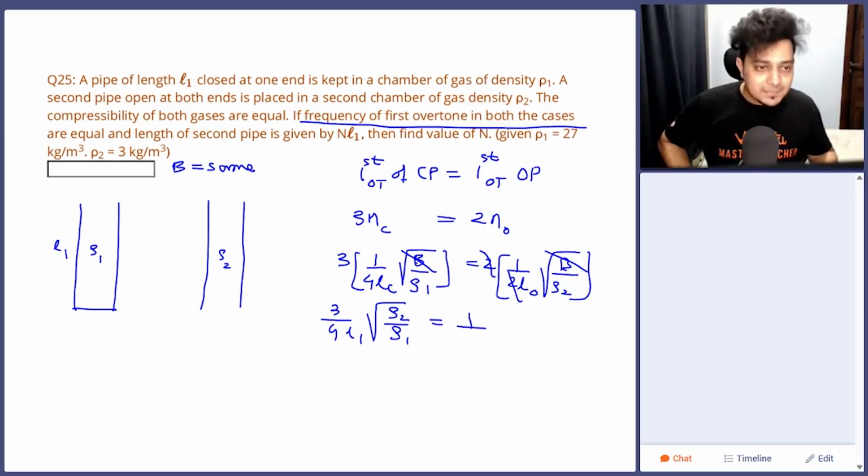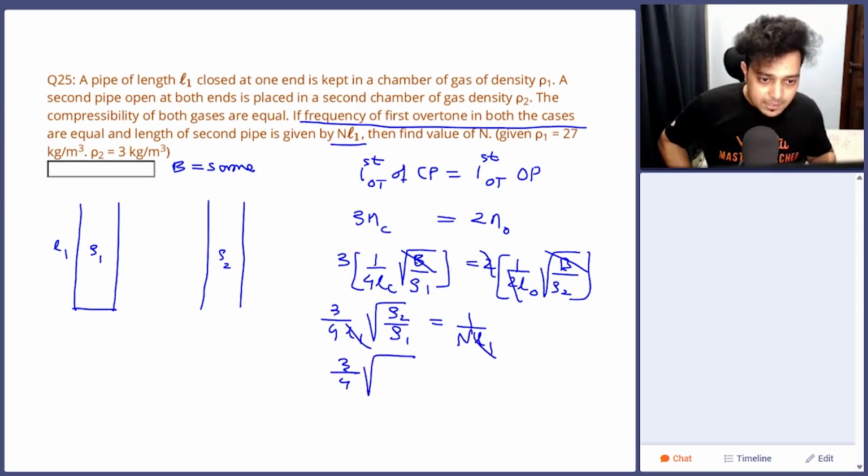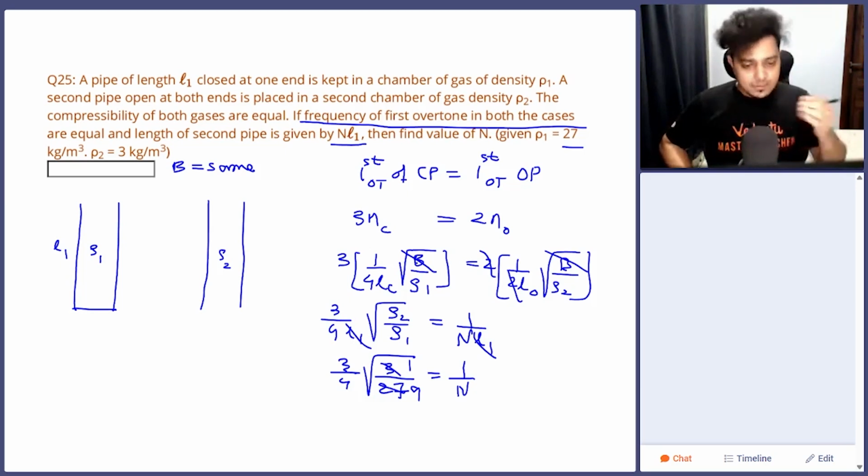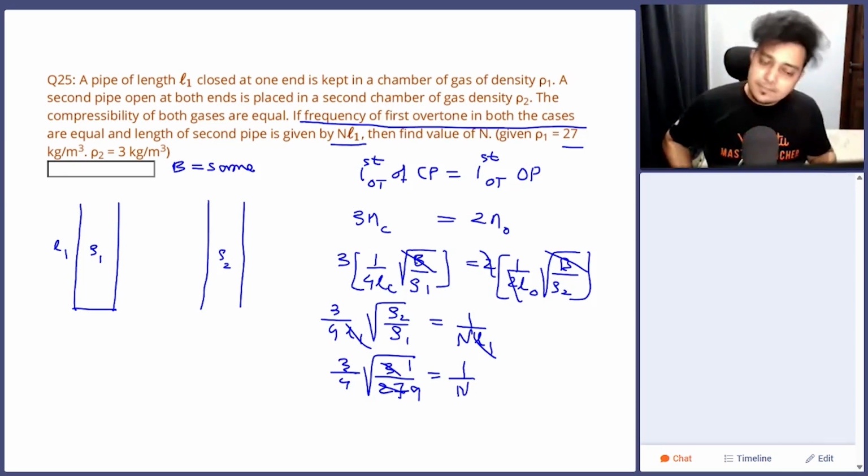LO is the length of open pipe, and that is given as N times L1. So L1 cancels. 3 by 4. Density rho 2, rho 1, those values are separately given at the end. So rho 2 value is 3, whereas rho 1 value is 27. Equal to 1 by n. So this is 9, right? 1 by 9 square root will be 1 by 3, and 3 cancels. So n value will be equal to 4.